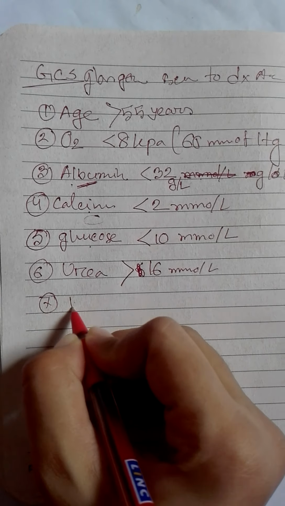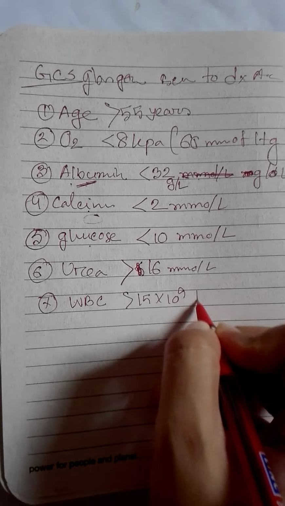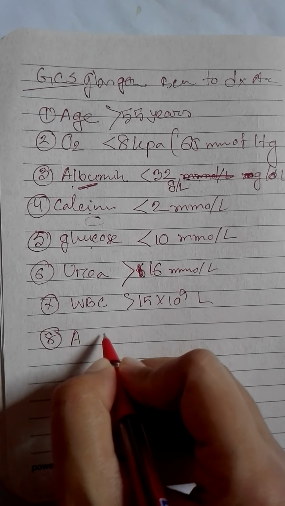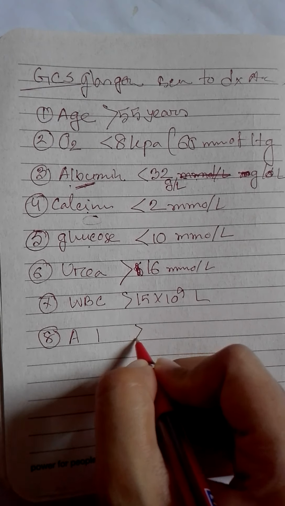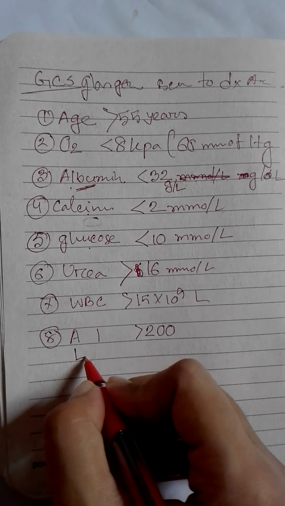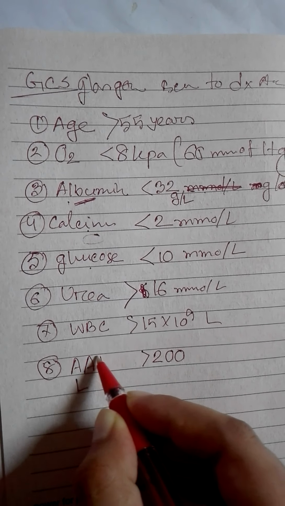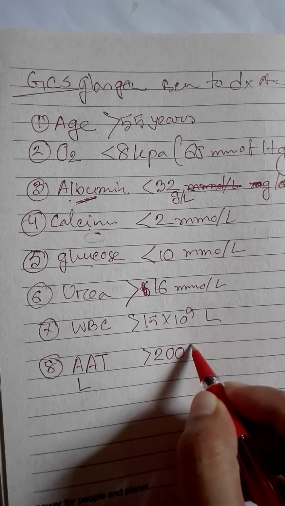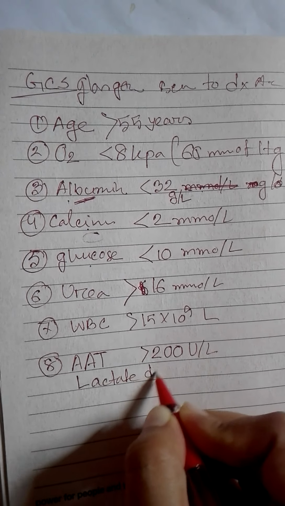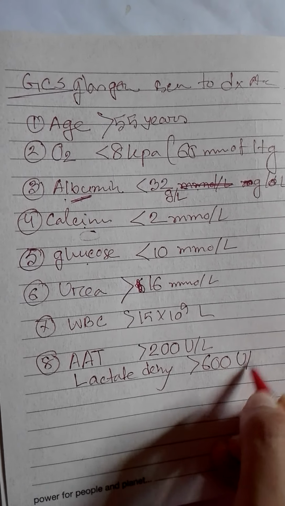Then WBC is more than 15 into 10 to the power 9 per liter. Then alanine aminotransferase is more than 200 unit per liter. Then lactate dehydrogenase is more than 600 unit per liter.